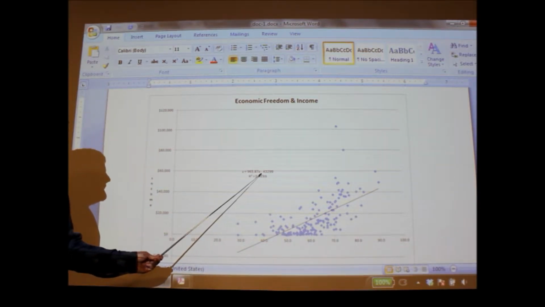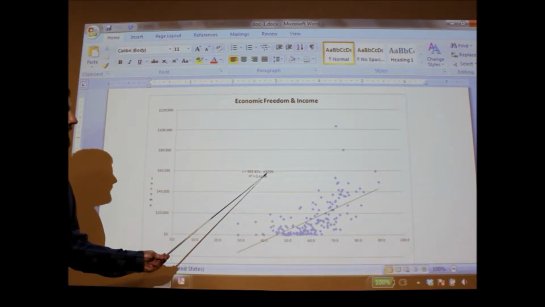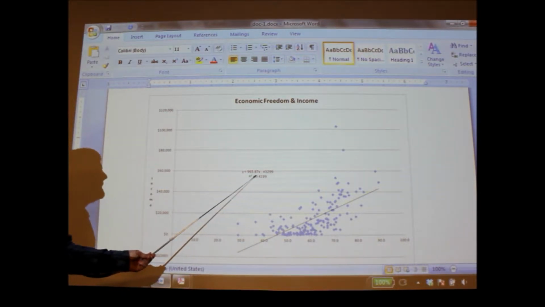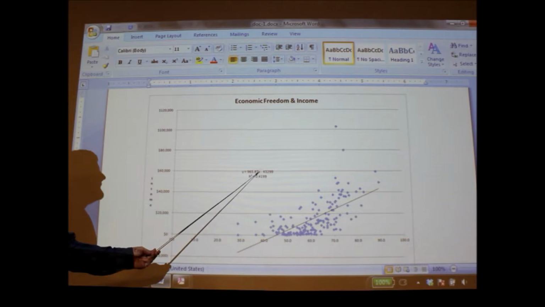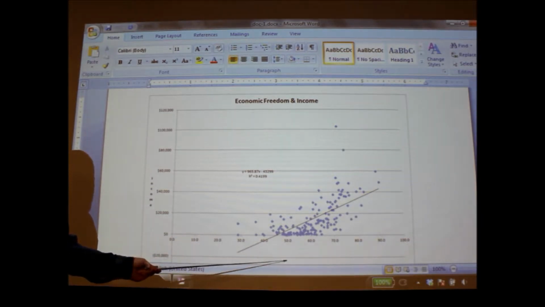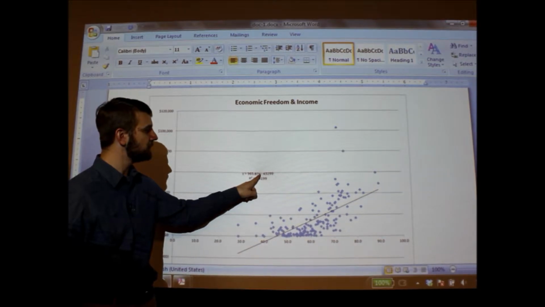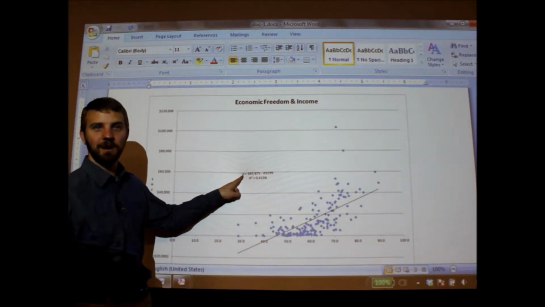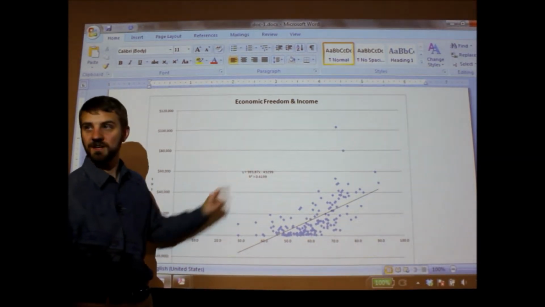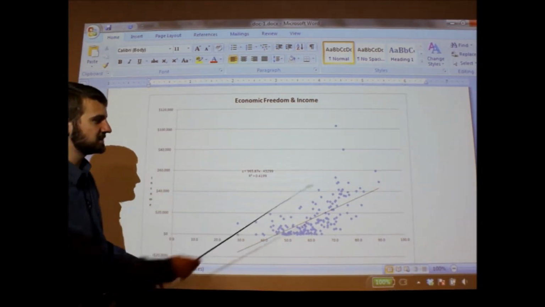So the equation is negative 43,299 plus 965.87 times x, right? Where x is economic freedom. So if economic freedom goes up, x goes up, what we predict about average income, our prediction also goes up. Right? So there's a positive relationship as we see here.